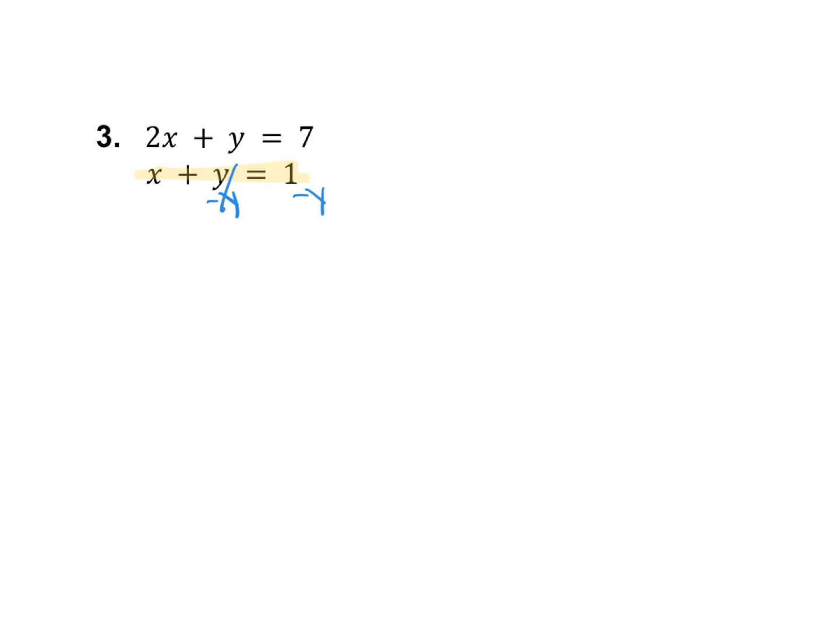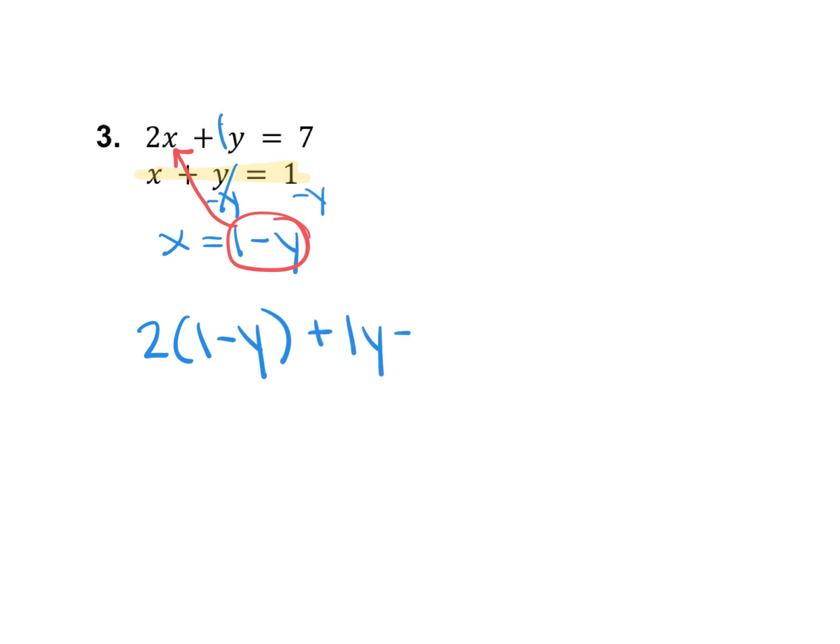All right, so now we have x is equal to 1 minus y. All right, so now we've rearranged that equation. So now we have to plug it in to the equation above. So we're saying x is 1 minus y. So I'm going to plug it in right here. So what we have then is we have 2 times x, which is 1 minus y, plus, I'm going to put a 1 on there. 1y is equal to 7.